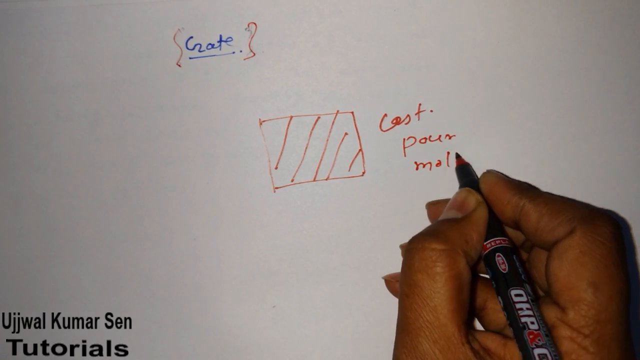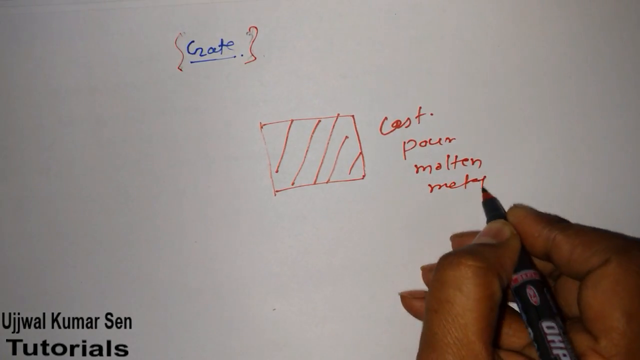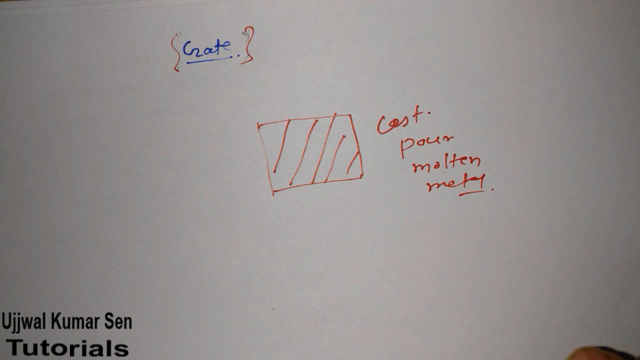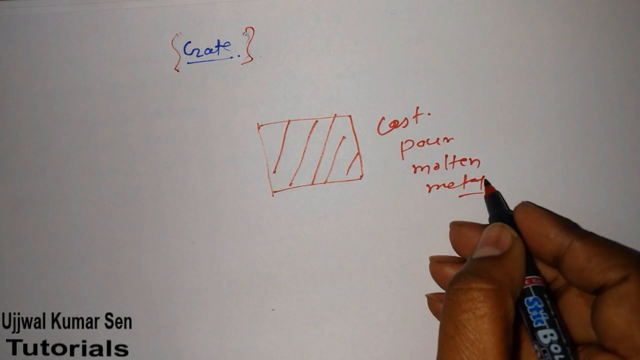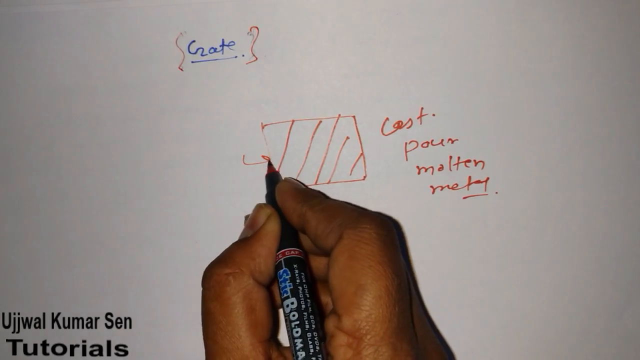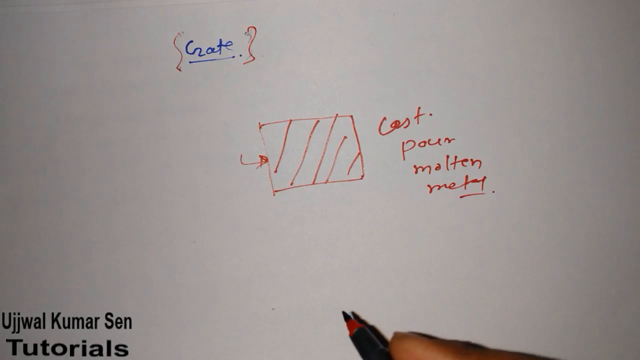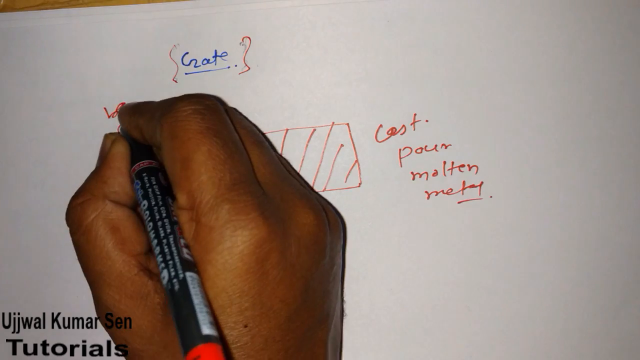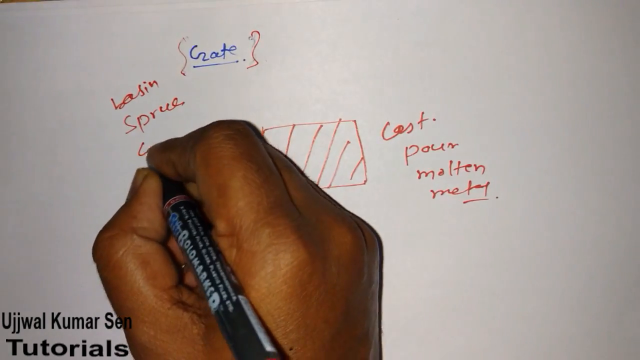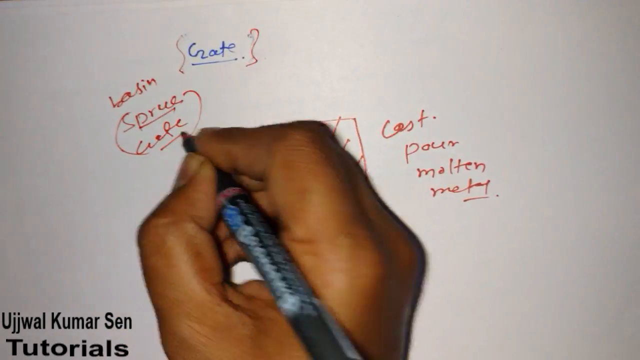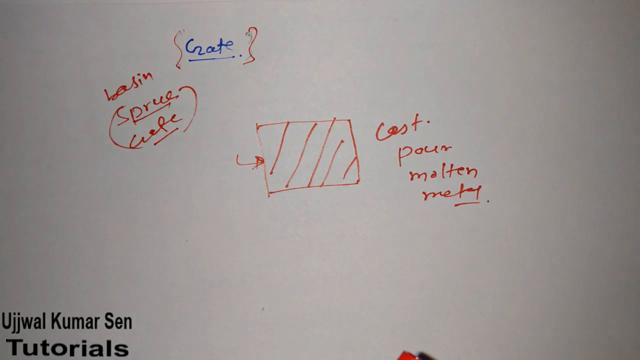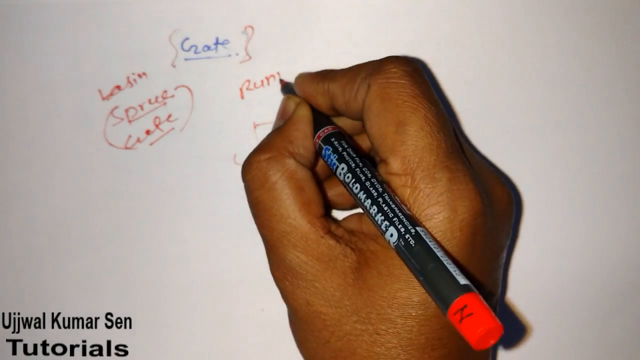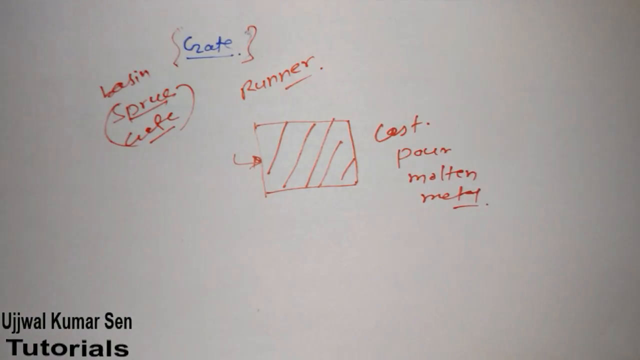We have to pour molten metal. That could be anything, maybe ferrous metal or non-ferrous metal, depending on what type of casting we are doing. For pouring this molten metal into this cavity, we require something known as a sprue, basin, as well as a gate. But basically we study sprue and gate in this. And of course, we also have to design the runner.